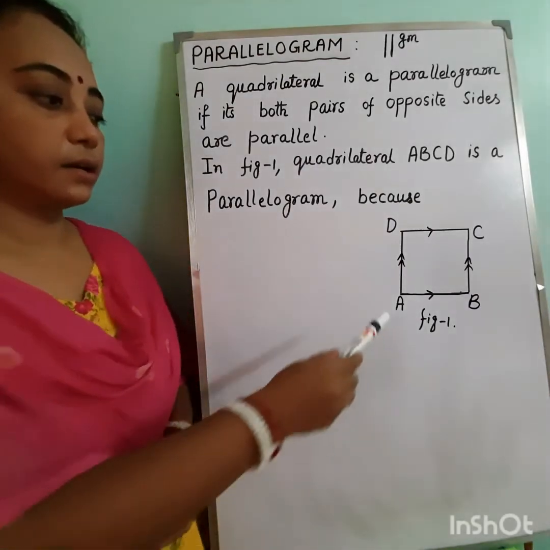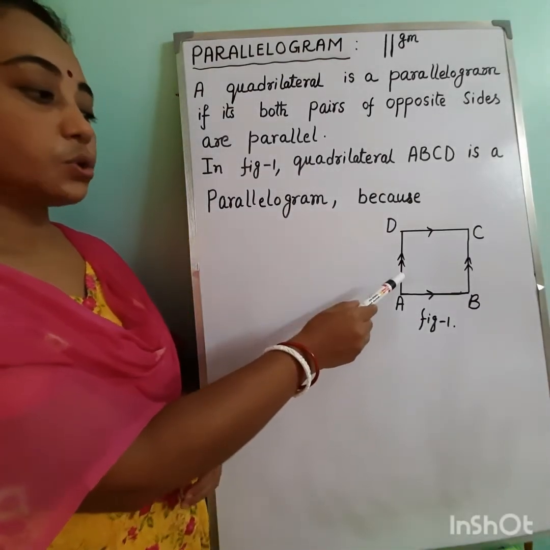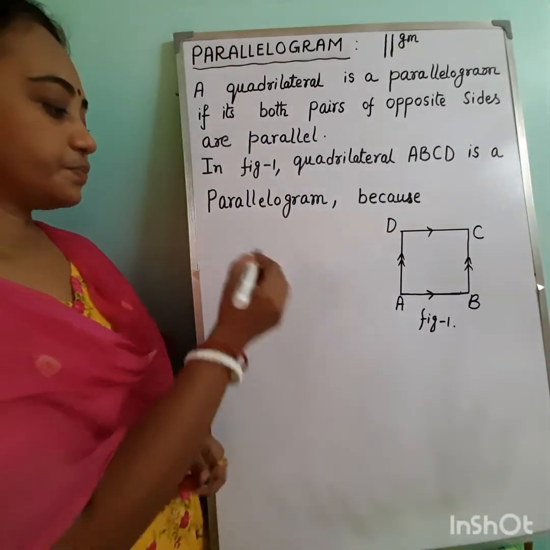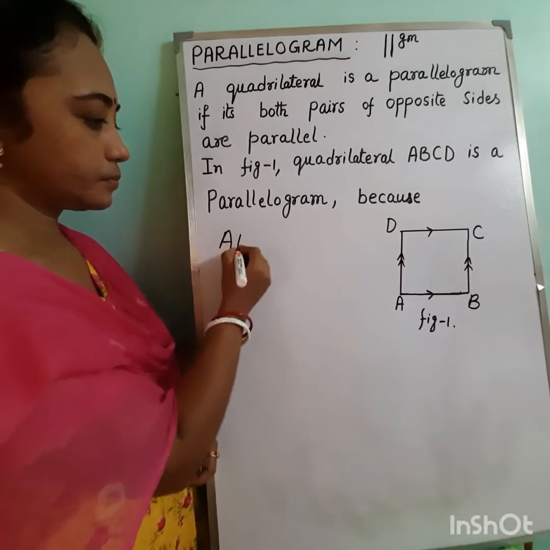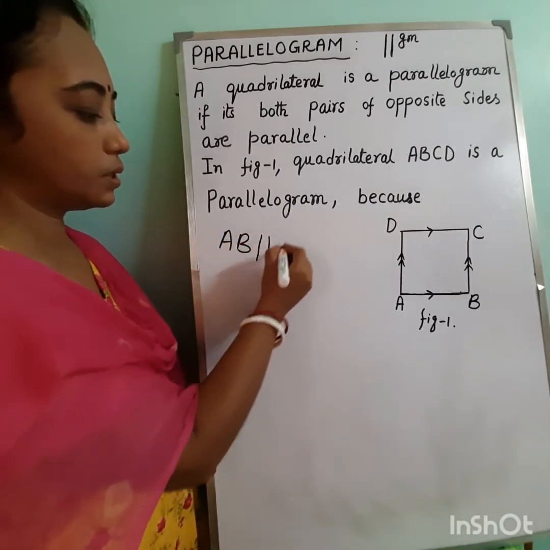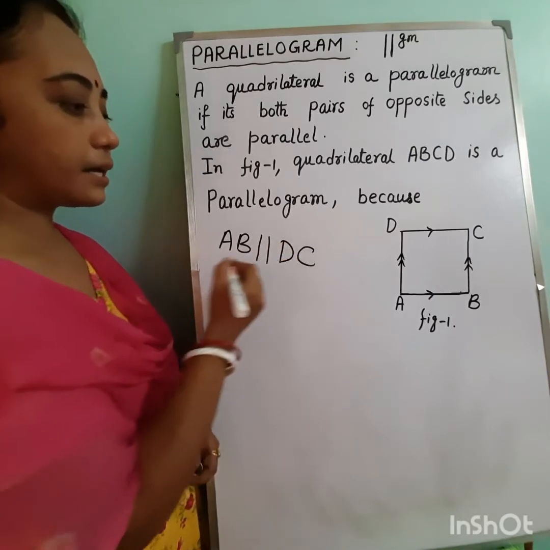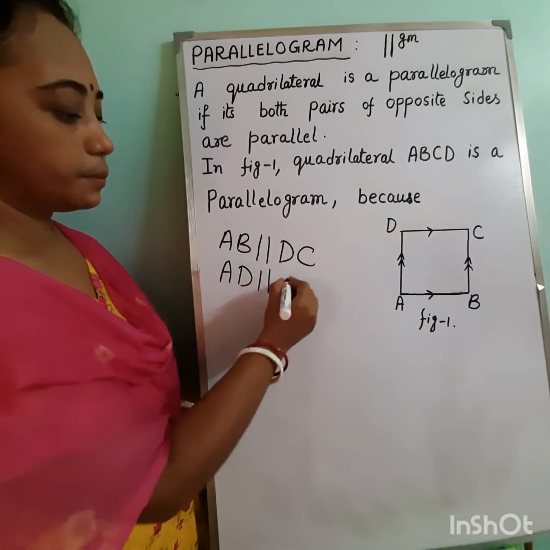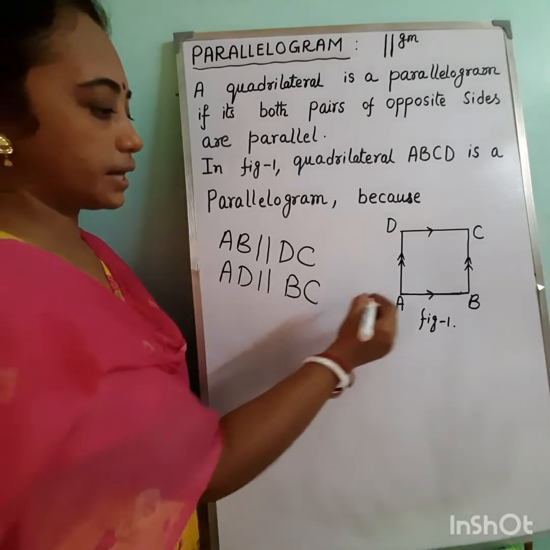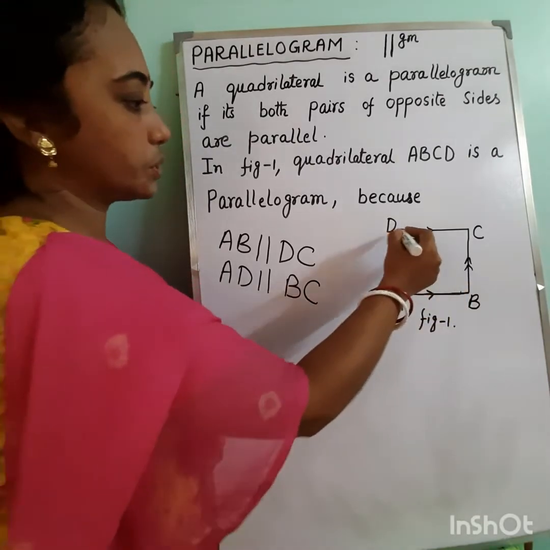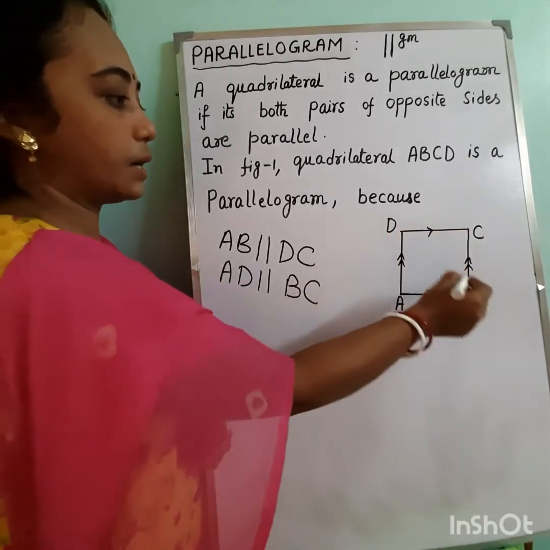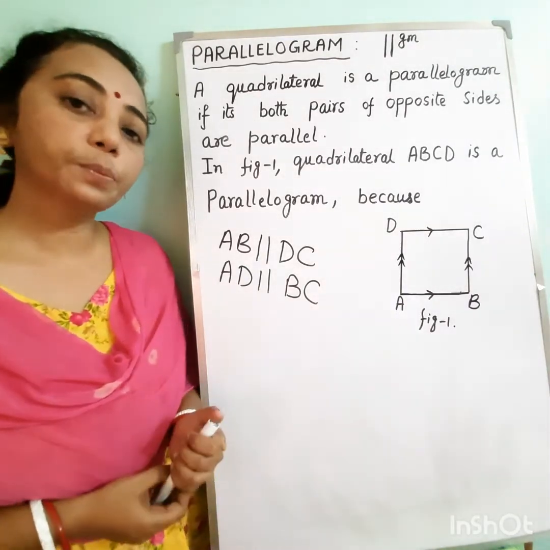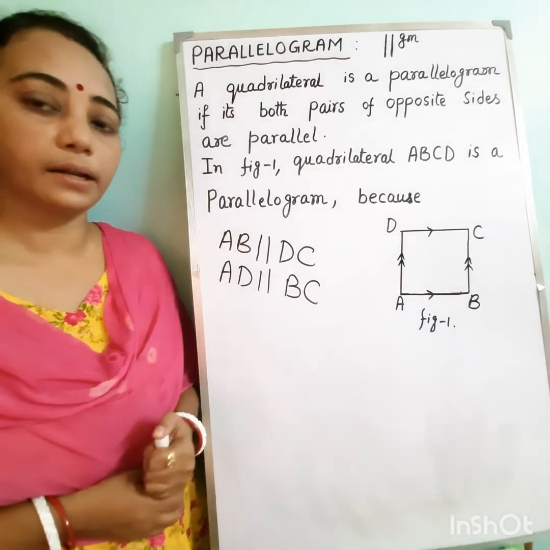Look at the figure here. Here ABCD is a quadrilateral. So quadrilateral ABCD is a parallelogram because here AB is parallel to DC. Another one is AD is parallel to BC. So here AB, this side, is parallel to DC and AD is parallel to BC. So a quadrilateral is a parallelogram if both pairs of its opposite sides are parallel.